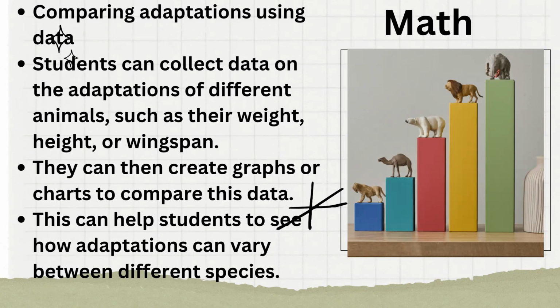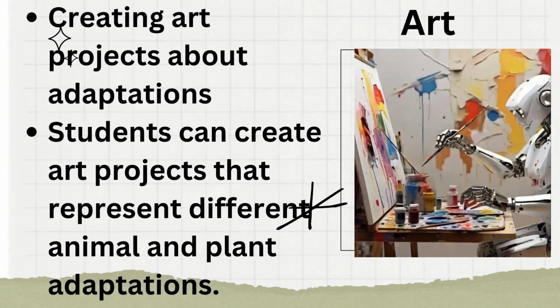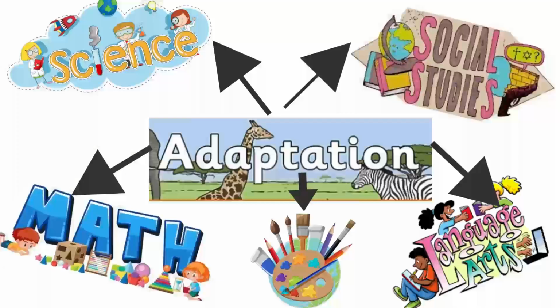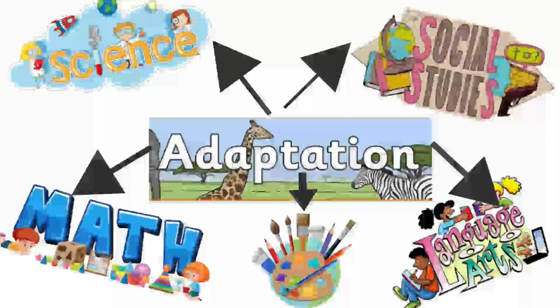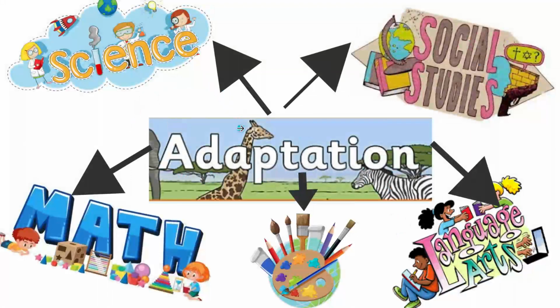When I move ahead to the next subject area, that is art, creating an art project about adaptation can help the students represent different animals' and plants' adaptations. This can be a really fun and engaging way for our students to learn the concept of adaptation through these various subject areas. This can be more engaging, relevant, and interesting to the students.